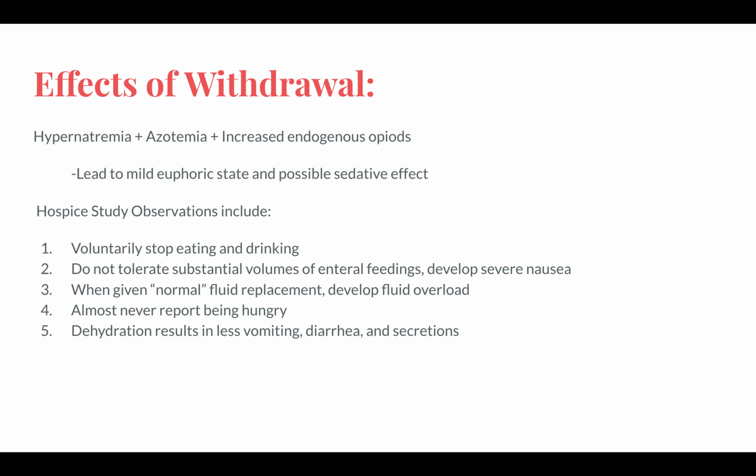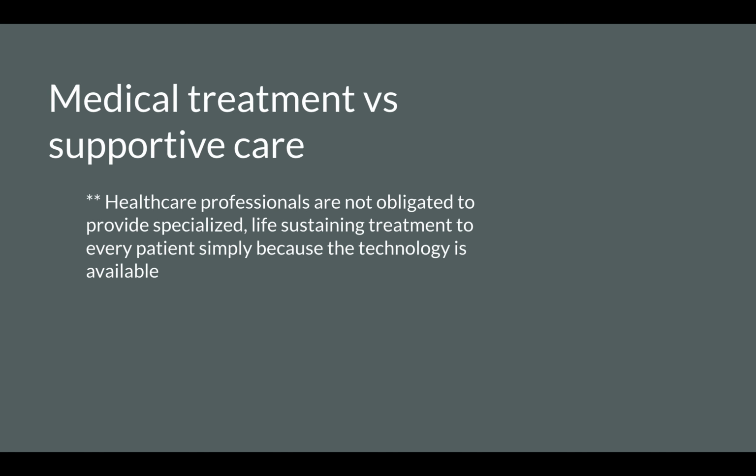When they're given normal fluid replacement, patients actually develop fluid overload at end of life, and hospice patients almost never report being hungry. They do note as well that dehydration can help with less vomiting, diarrhea, and secretions, making the dying process a little bit easier on patients. So I know we always think of withdrawing tube feeds and water and how horrible that must be, but actually a lot of patients don't tolerate it, and it can help with some of their other symptoms as well.